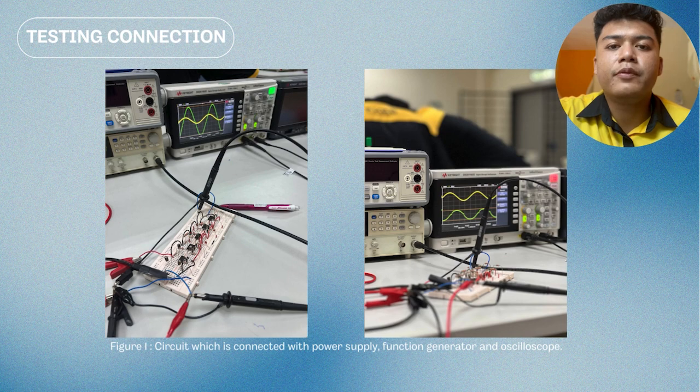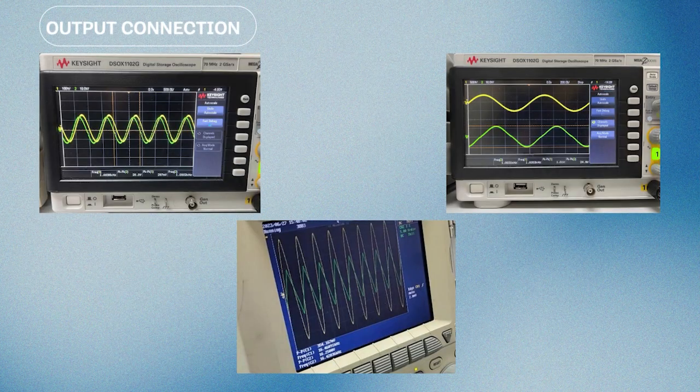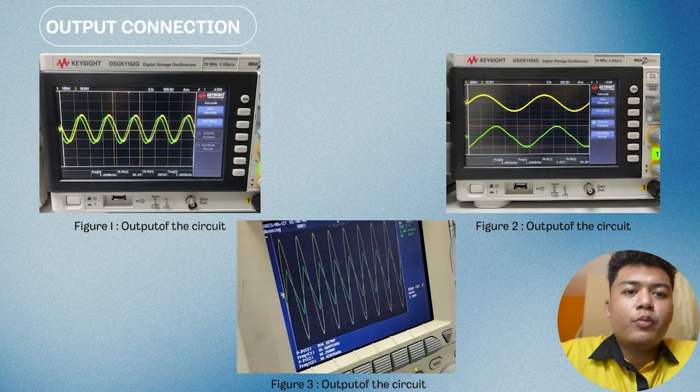First, this is a figure of the circuit which is connected with a power supply, function generator and oscilloscope. Next, when we started to test the output of our circuit, we connected channel 1 to the input of our circuit and channel 2 to the output of our circuit with the probe. By using an input voltage of around 1.01 volts and a frequency of around 1 kHz, we get a result of around 24.9 volts peak to peak. So the peak is 12.45 volts as the output voltage for our circuit.